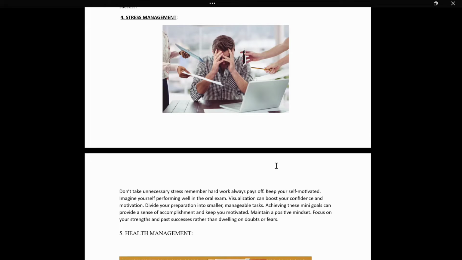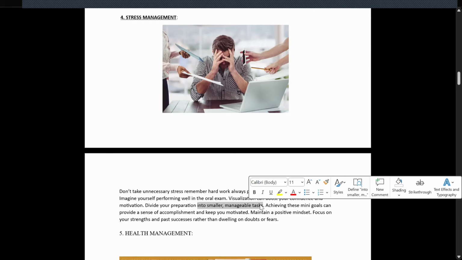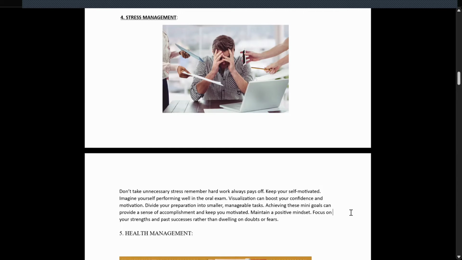Okay, so you decide, and what you do is you divide your preparation into smaller and manageable tasks. Now when you do that, achieving these mini goals can provide you a sense of accomplishment, and they will keep you motivated also. That is why I told you, right? The content is very, very important.